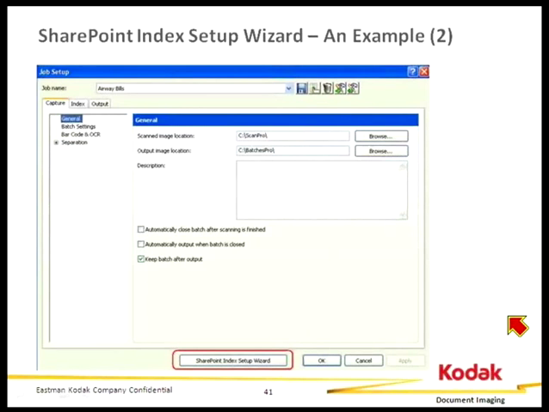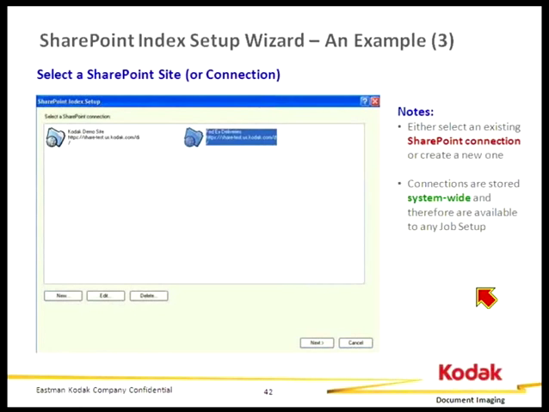So you access the wizard from any screen in Job Setup. Here's the main screen. When I first go into Job Setup, I click on the button. First thing I need to do is select a SharePoint site, or what we call a SharePoint connection. So what we've done in version 3.0, instead of embedding all your credentials in the URL as part of the setup of the system output format, as part of the wizard, you first have to select or create a SharePoint connection. And these connections are stored system-wide and can be used for all job setups that you might establish in Capture Pro. So I can either select an existing SharePoint connection or create a new one.